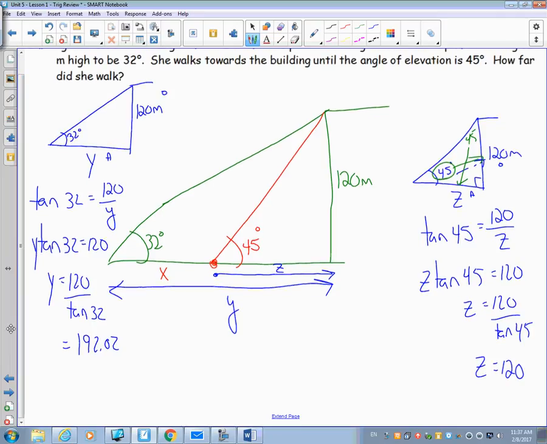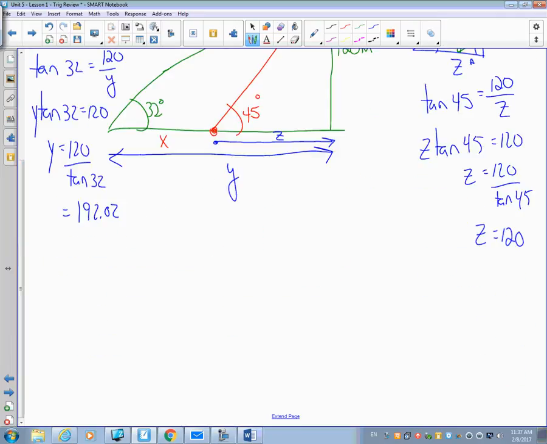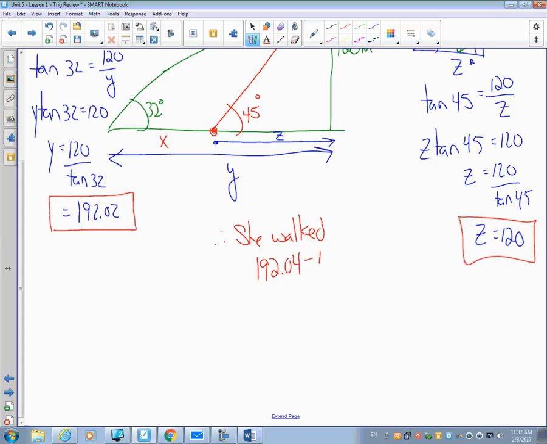Okay, we want to know how far she walked, right? So how far was she from the start? She was 192 meters. Now she's 120 meters from the building. So therefore, she walked 192.02 minus 120, 72.02 meters.